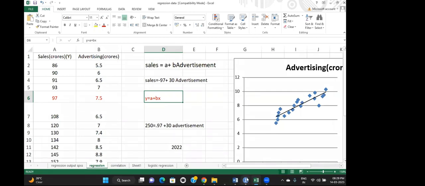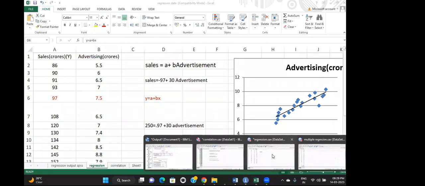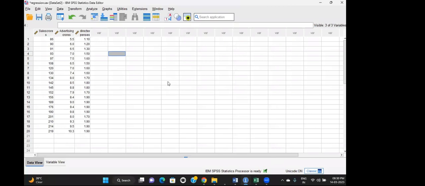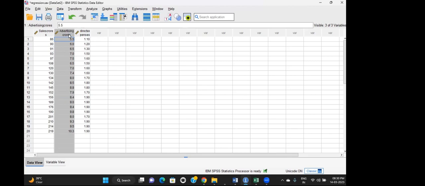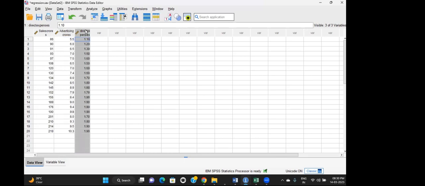So let's do a practical on multivariate and bivariate पे करते हैं. ये example है हमारे पास. So there is an example with us. There is sales, there is advertisement, and there are direct expenses, all figures in crores, right? So you know that sales is the dependent variable and these two are the independent variables. We have to find out the impact of independent variables on sales. This is what our hypothesis is.